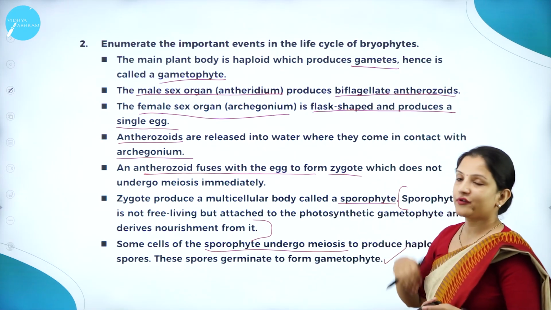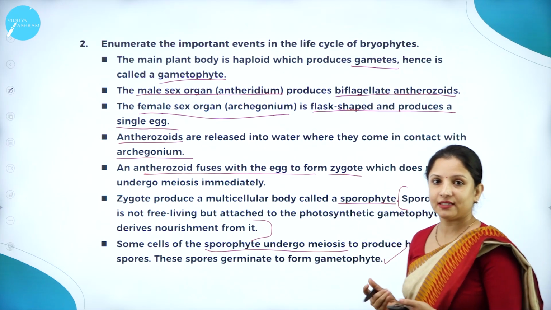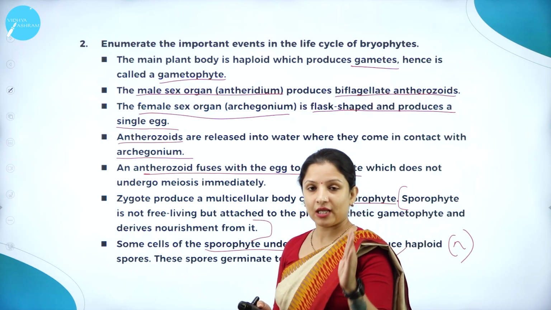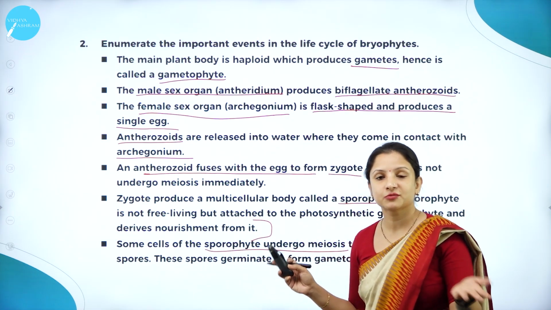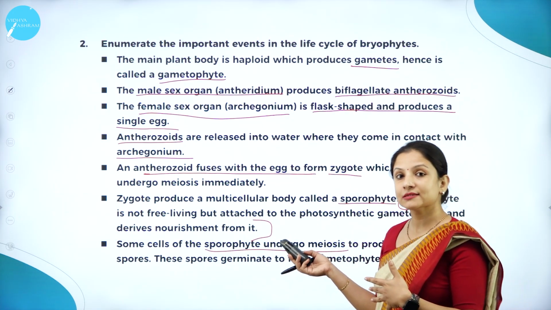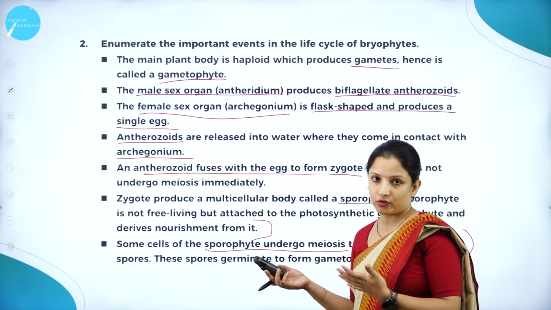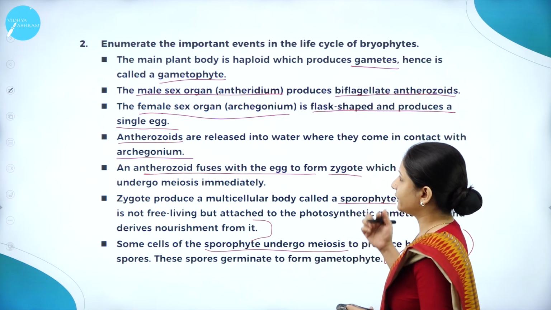So this is how you have to write it point-wise. It's quite easy, right? Just imagine the humans. The same way it happens here. But in humans it is the sperm and the egg. Here it is the antherozoids and the archegonia or the egg. So that is how you have to write.